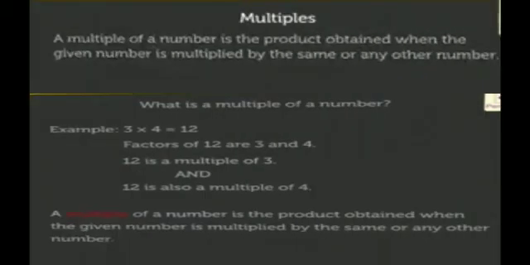A multiple of a number is the product obtained when the given number is multiplied by the same or any other number. What is a multiple of a number? Example, look here, 3 into 4 is equal to 12. So we can say factors of 12 are 3 and 4. Then in the same way, 12 is a multiple of 3 and 12 is also a multiple of 4. A multiple of a number is the product obtained when the given number is multiplied by the same or any other number.